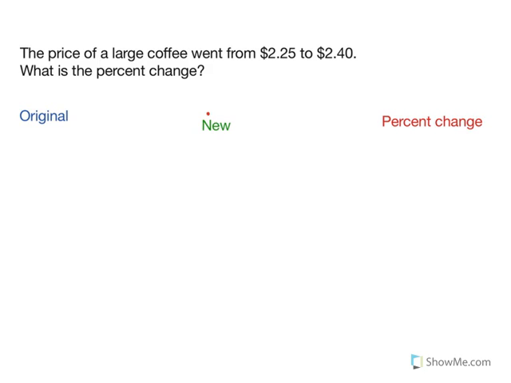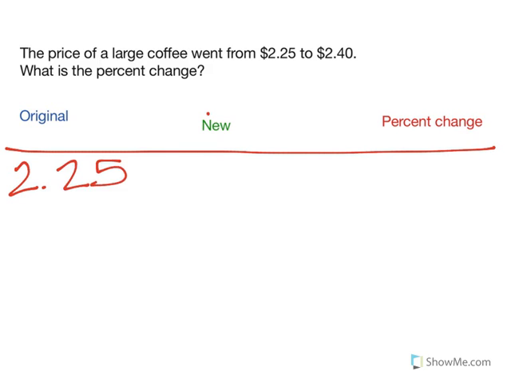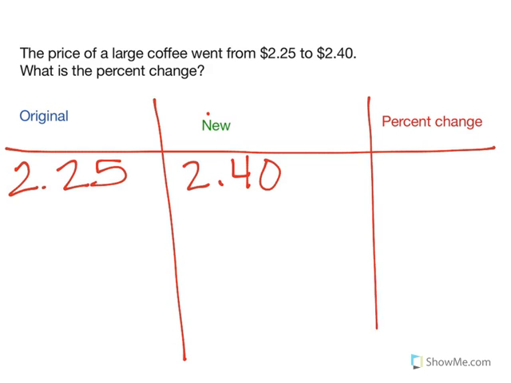All right, so let's look at a more complicated example. I want you to write this down, and I'm going to walk you through it. So the price of a large coffee went from $2.25 to $2.40. What is the percent change? So when we think about this, we know our original was $2.25. Our new price is $2.40. So our percent change is going to be a positive. It's going to be an increase.